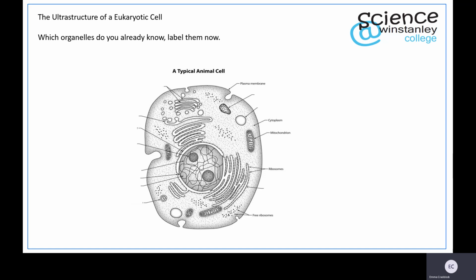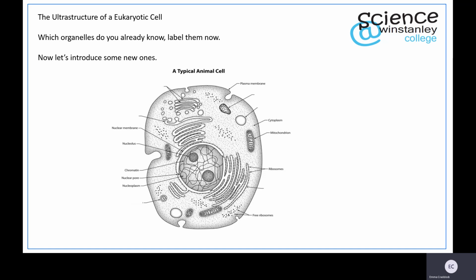From GCSE, you should have been able to identify the plasma membrane, the cytoplasm, the mitochondrion. Mitochondria is plural, so if there's only one, it's a mitochondrion. The ribosomes, which are attached to that structure there, and there's also 3 ribosomes inside your cytoplasm. So now let's introduce some of our new A-level ones.